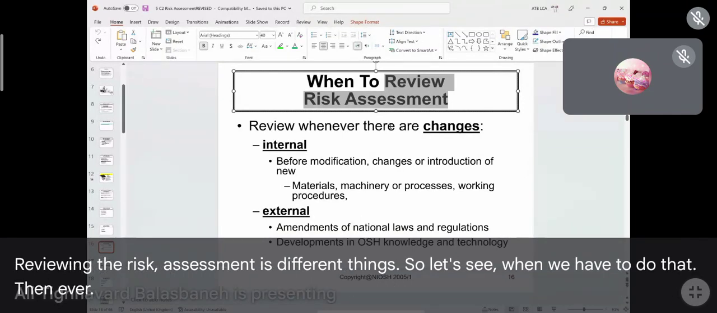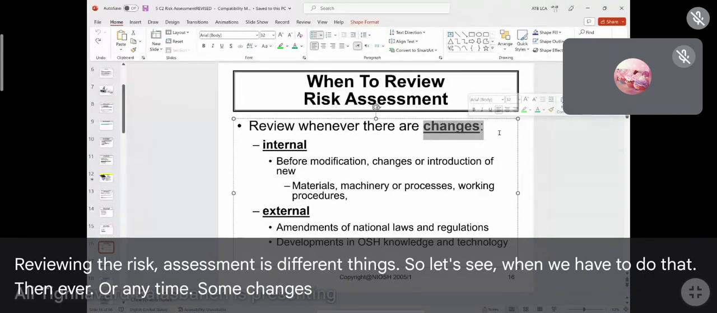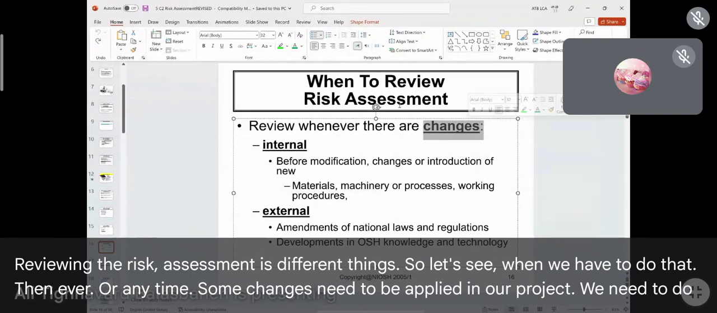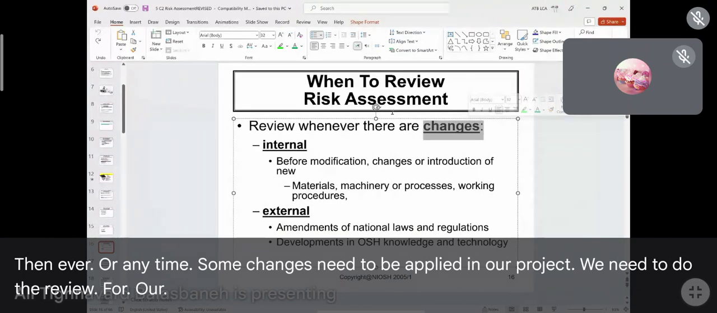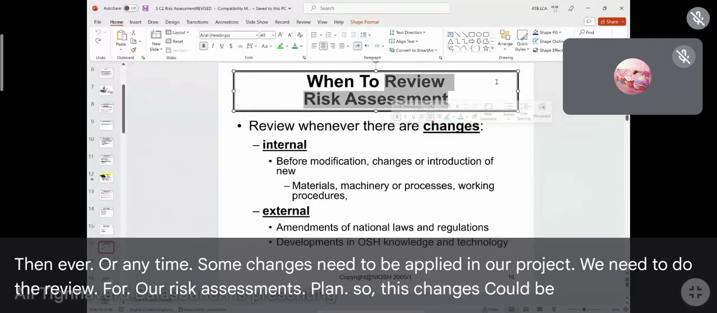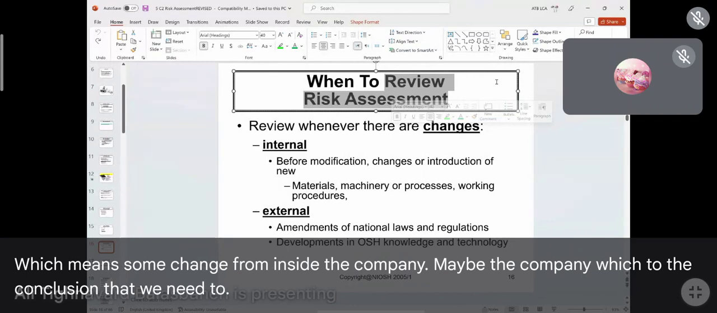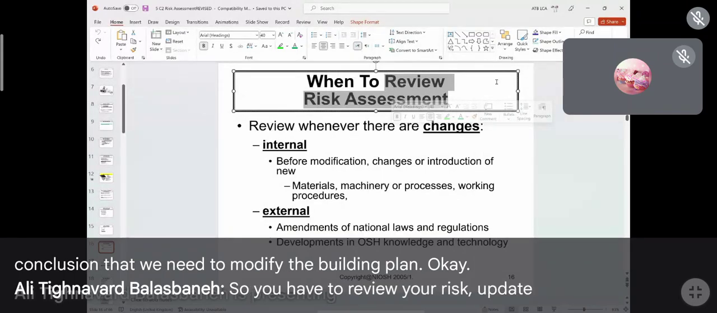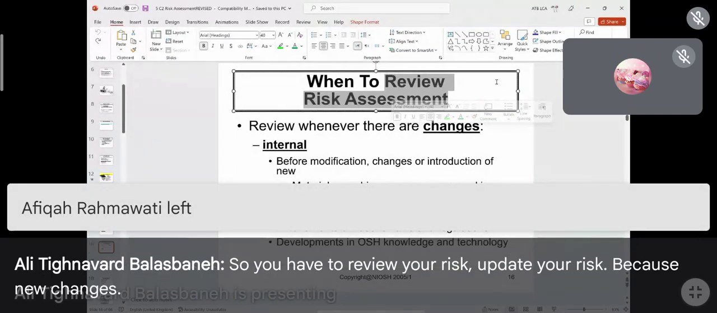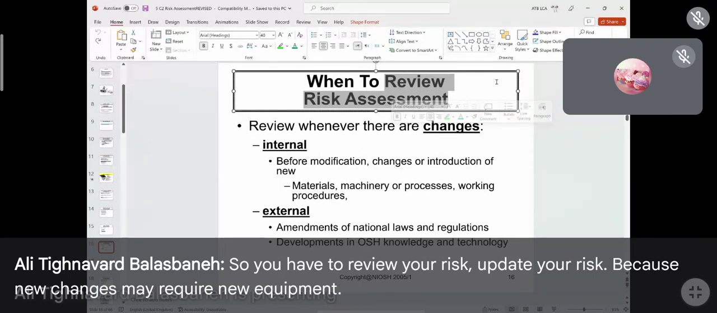Whenever some change needs to be applied in our project, we need to review our risk assessment plan. These changes could be internal, which means a change from inside the company. Maybe the company reached the conclusion that we need to modify the building plan. So you have to review and update your risk, because new changes may require new equipment, new knowledge, new techniques. So do you see the difference between carry out and review?